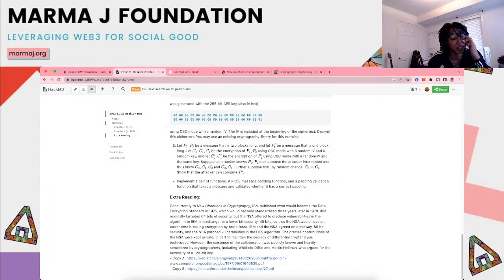And then I'm actually excited for the extra reading this week. For this week coming up, the extra reading is like New Directions in Cryptography, but IBM published what will become the Data Encryption Standard. There's a couple copies of the paper here, which will be interesting to read.